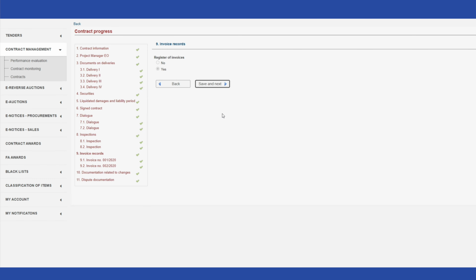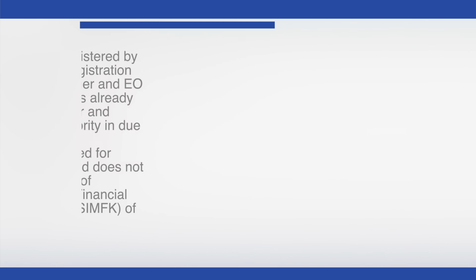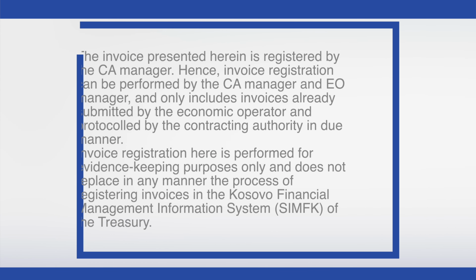Step 9. Invoice Registration. When the first invoice is ready to be submitted to the contracting authority, the EO user selects the Yes button in the Invoice Registry section. The system will create the relevant substep under the current step. If there are previous invoices, this is a read-only step. The invoice presented herein is registered by the CA manager.